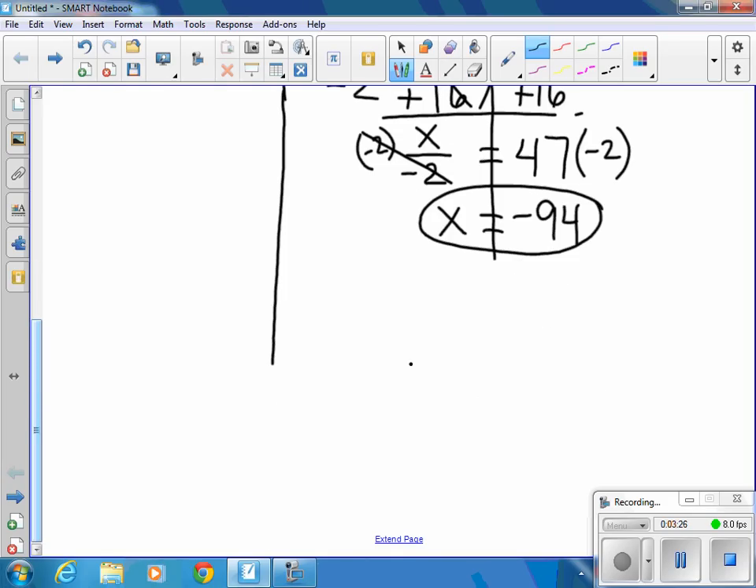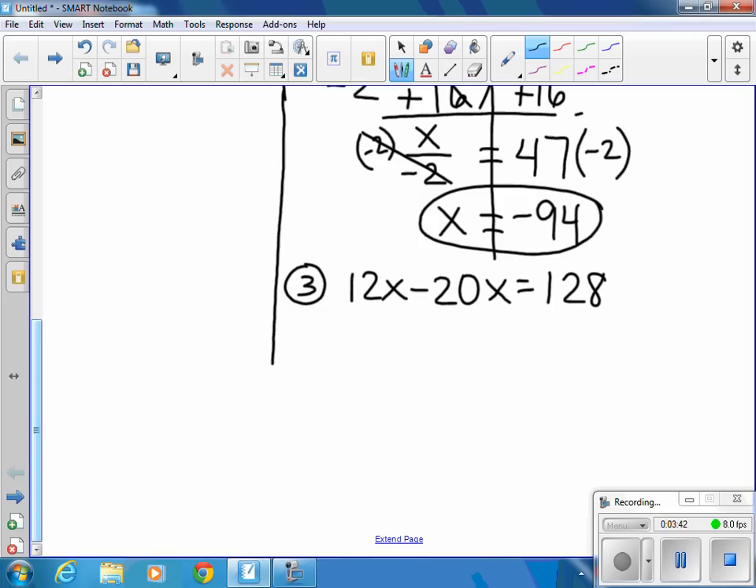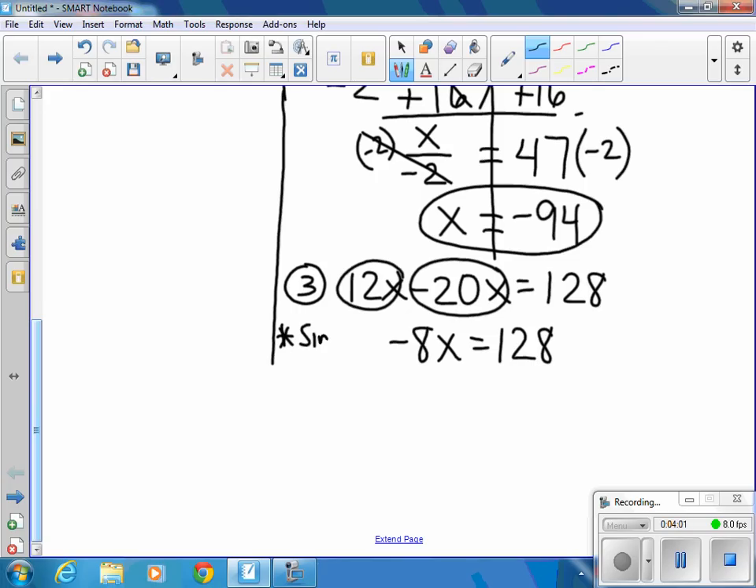Okay. The next one that I'm going to show you has a different trick involved, but still under the same category. 12x minus 20x equals 128. You'll notice that there's two terms that have an x in them. Those are your like terms. We always combine like terms first. So this 12x is going to subtract this 20x. 12 minus 20 gives you negative 8x equals 128. Right? That is one of your operations. Even though it didn't take very much paper space, that's still an operation. So you might want to remind yourself to simplify first.